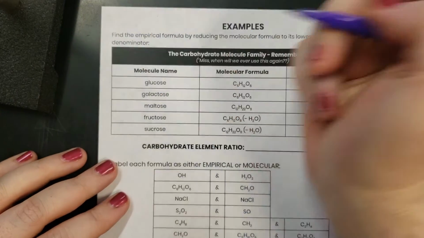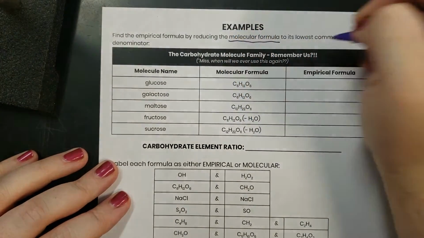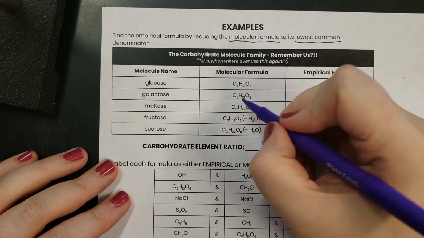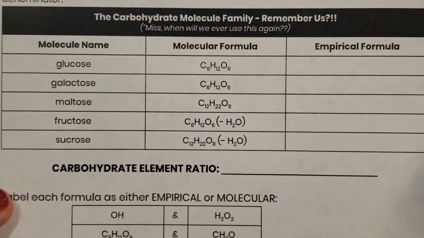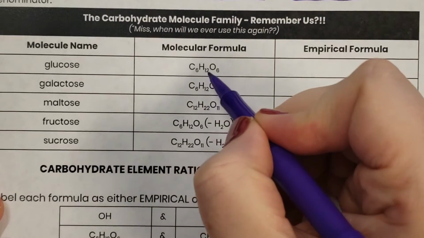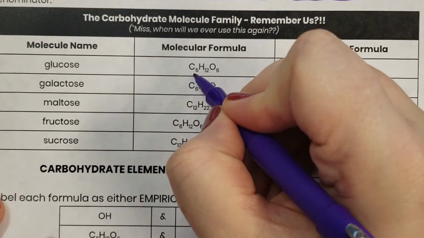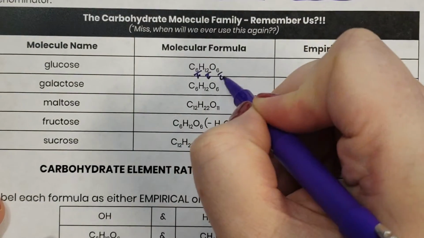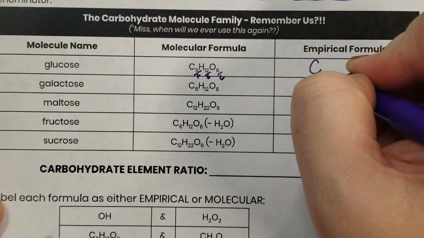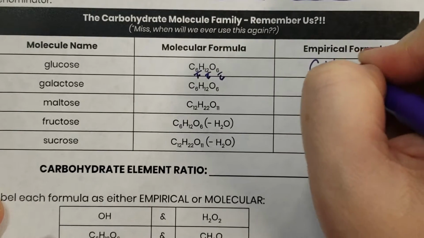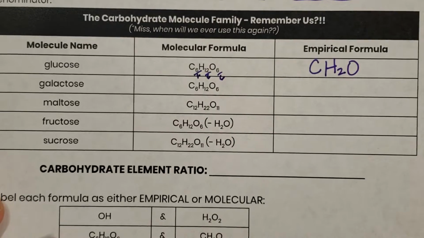All right, so the instructions for the first one say find the empirical formula by reducing the molecular formula to its lowest common denominator. So C6H12O6. We have a 6, a 12, and a 6. Just so happens that 12 is divisible by 6, so we'll divide by 6, by 6, by 6. And the empirical formula that we get is C, and it would be a 1, but we don't have to write the 1, and then H2, and then an O1, but we don't need to write the 1s.